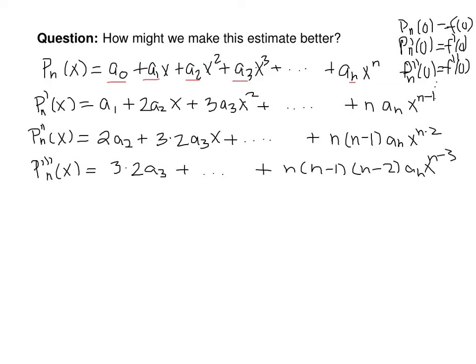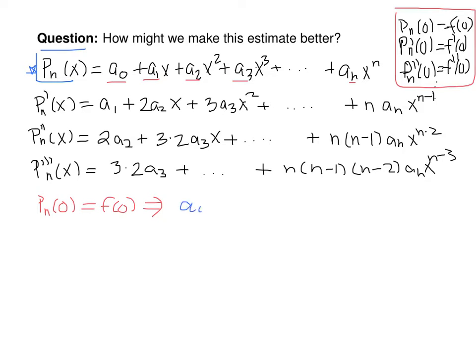Now let's go back to these requirements here. So the requirement that p sub n of 0 equals f of 0 implies that when you plug 0 into this p sub n function, every term is 0 except for that a0. So a0 will have to equal f of 0. So my first term is equal to the function's value at 0.